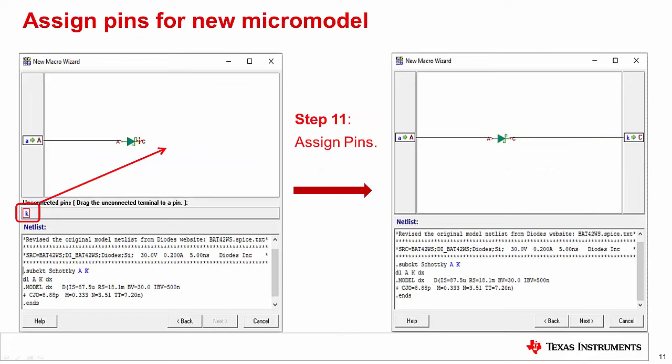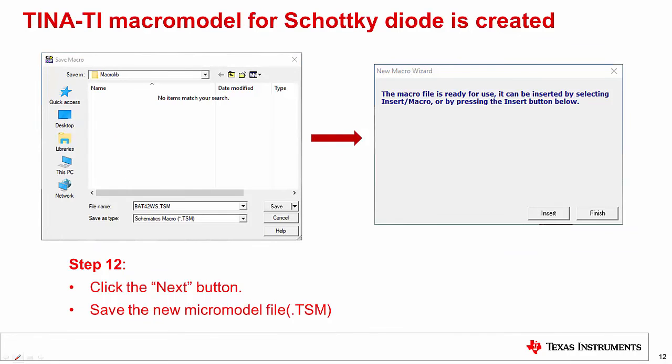Now we must wire the input and output connections. In this case, we map A to A and K to C. Click Next once you have finished mapping the pins. At this point, the macro is complete. You can save this to the appropriate macro library, or you can insert it into your current Tina project. The easiest thing to do here is to just insert the macro into your project.